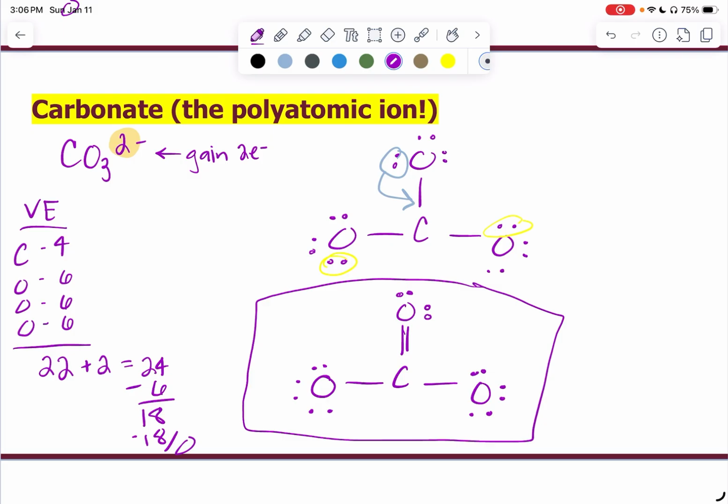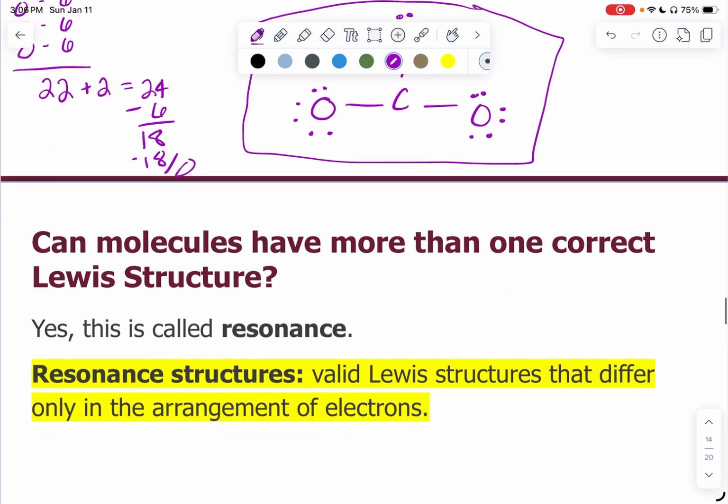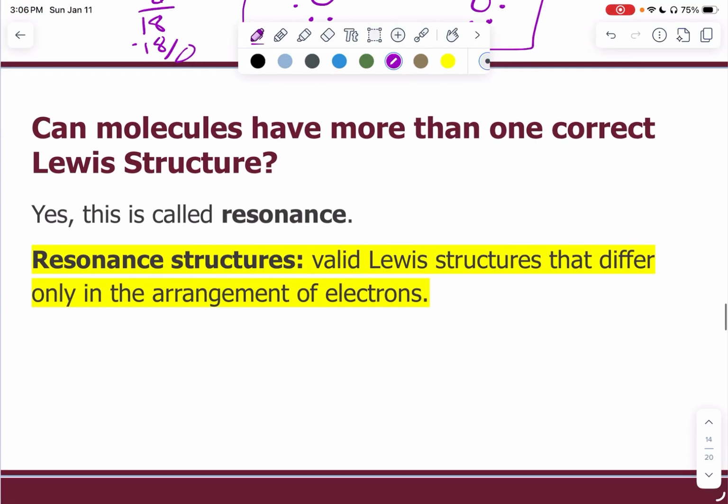All right, and then that leaves us with one last thing to talk about. So this example, the fact that I chose these valence electrons to move and turn into a double bond when I could have easily chosen electrons on a different atom, well, that means that this actually has something called resonance. That means it has more than one correct Lewis structure. All right, so valid Lewis structures that differ only in the arrangement of the electrons. All right. These are, for all intents and purposes, like the same molecule.